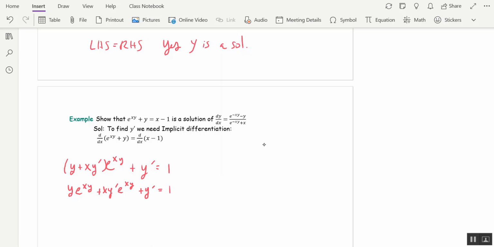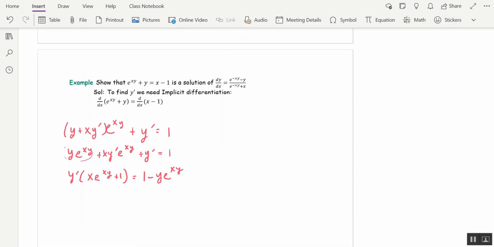I want to factor a y prime out of the two terms here, x e to the xy plus 1. And then take this term, since it doesn't have a y prime in it, and move it to the other side: 1 minus y e to the xy. Finally, I'm going to divide by this expression to solve for y prime. Y prime is 1 minus y e to the xy over 1 plus x e to the xy.